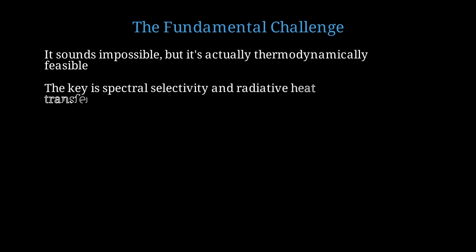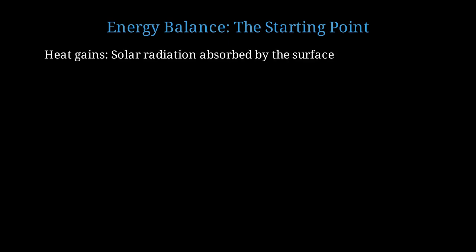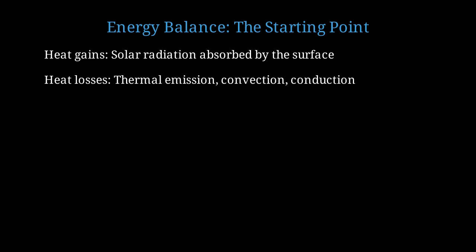The key lies in understanding spectral selectivity and exploiting a phenomenon called radiative heat transfer to the cold reservoir of outer space. To understand how this works, we need to start with an energy balance. Any object exposed to the sun has multiple channels for heat exchange. First, the object gains heat from absorbed solar radiation. The sun delivers approximately 1,000 watts per square meter at the Earth's surface under clear sky conditions. The object loses heat through three mechanisms: thermal radiation emission, convective heat transfer with air, and conductive heat transfer with whatever it's in contact with.